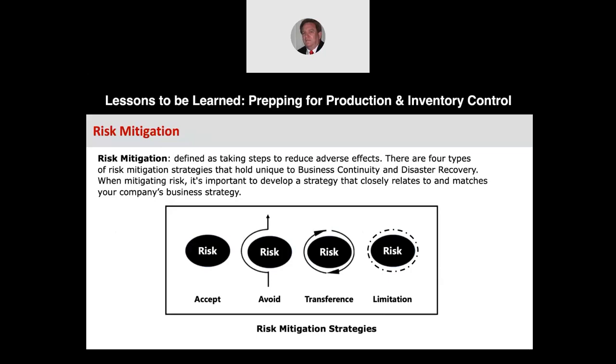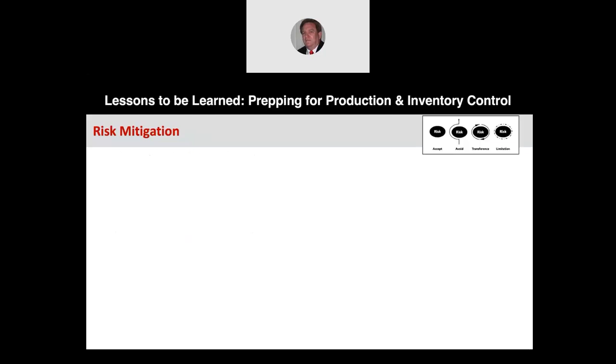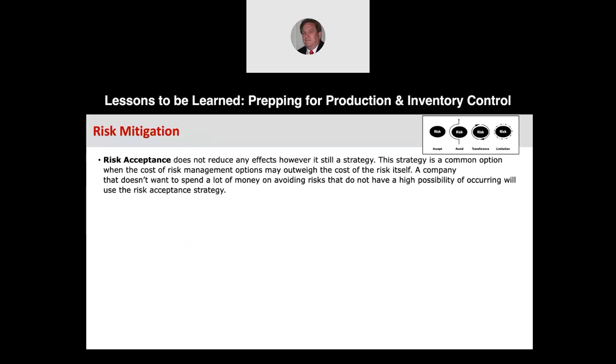Risk mitigation is something we're talking about here. Risk mitigation is about how to mitigate VUCA. It's defined as taking steps to reduce adverse effects, adverse effects being summarized as VUCA. There are 4 types of strategies that are unique to business continuity and disaster recovery. The 4 strategies: one is to accept it, one is to avoid it, one is to transfer it, and the other is to limit it. So let's cover each one a little bit here.